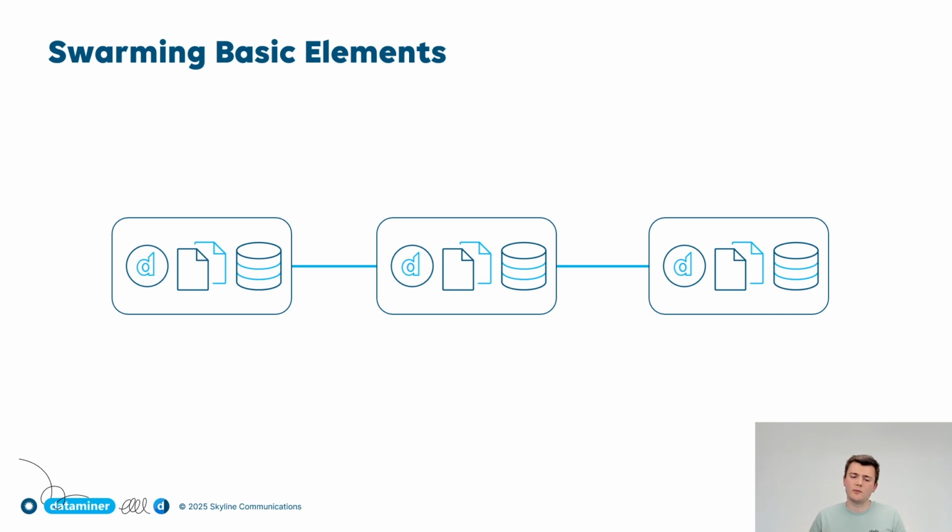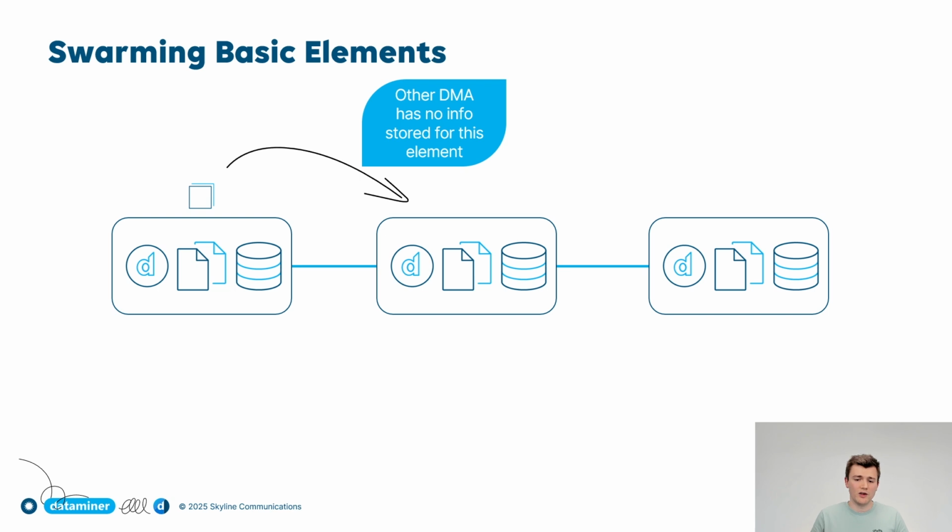If you have one element on one of the agents and you want to move it to an existing one, why is this a problem? It's because the information related to this element is stored on one machine. The other machine has no information for this element. You can see this in the diagram here.